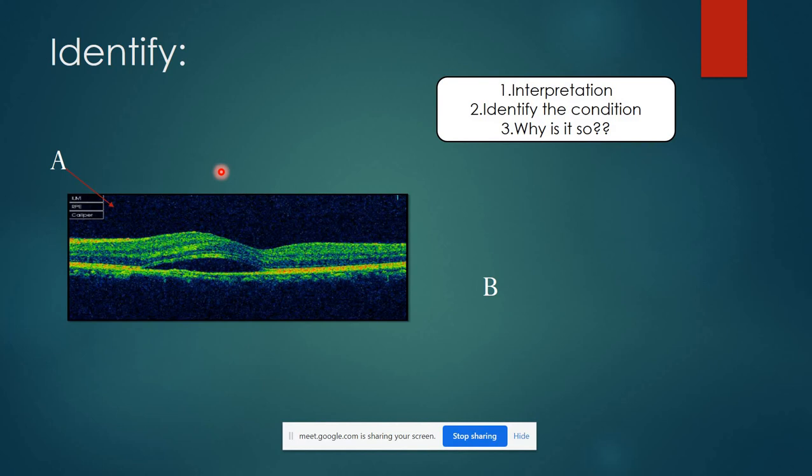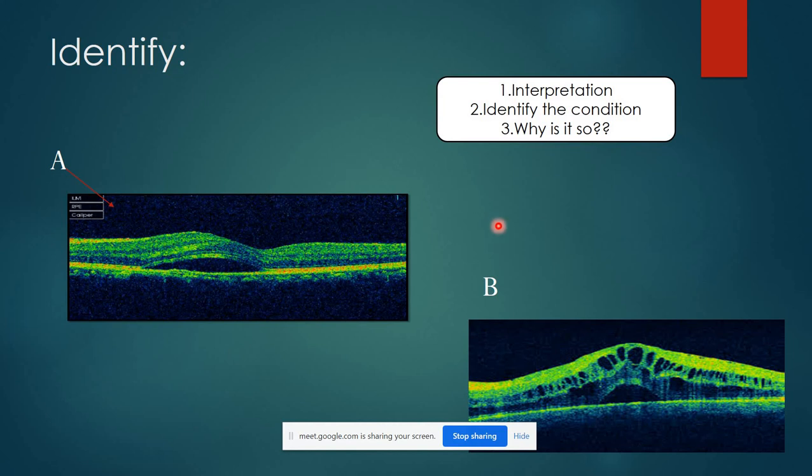Okay, so can you just identify what it is exactly? Just see the image and have your assumption of what the interpretation is, what kind of cystic space this is, then identify what kind of condition it might be, and why this condition has been caused. Same for this.